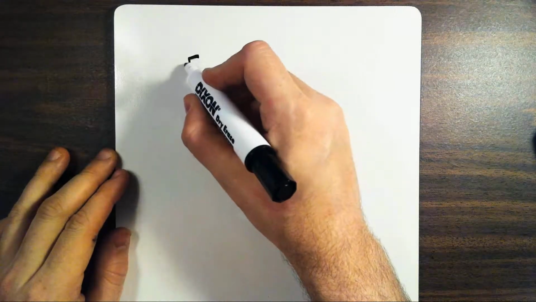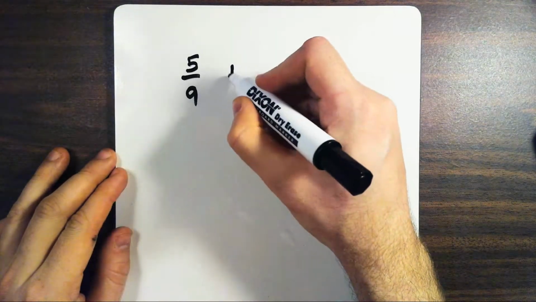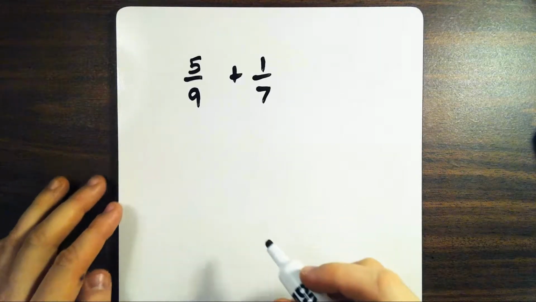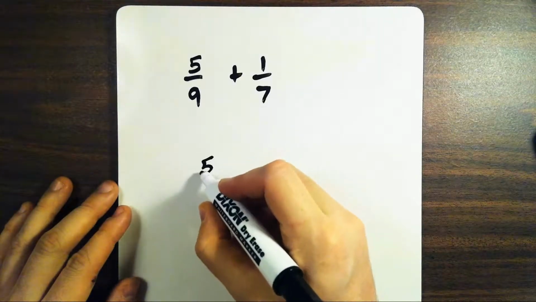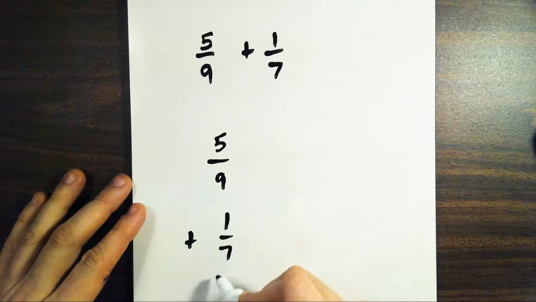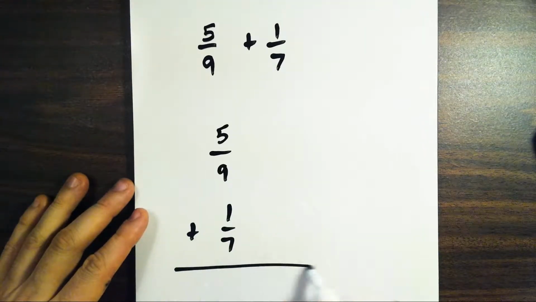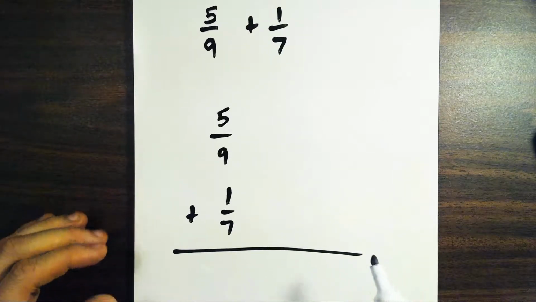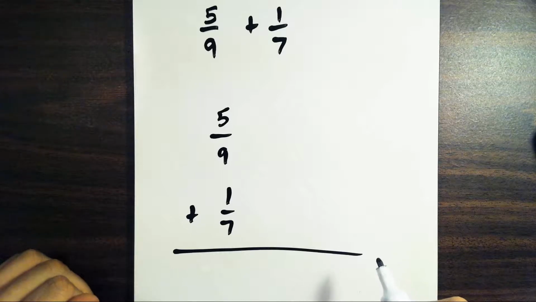In this video, I'm going to show you some examples of adding fractions. So our first problem is going to be 5/9 plus 1/7. I would encourage you when you're adding fractions to write them up and down vertically, 5/9 plus 1/7. That way you can do all your work out to the side here, and you can see all of your work and not get lost.